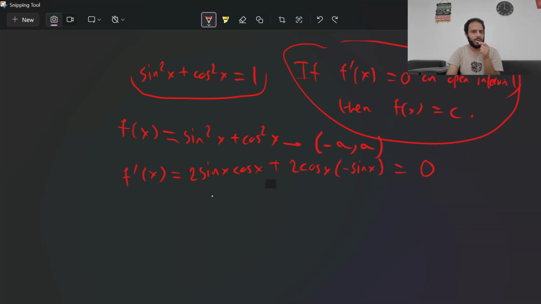Now the next step. So the result is sine squared x plus cosine squared x equals constant. How to know the value of this constant? What do you think?